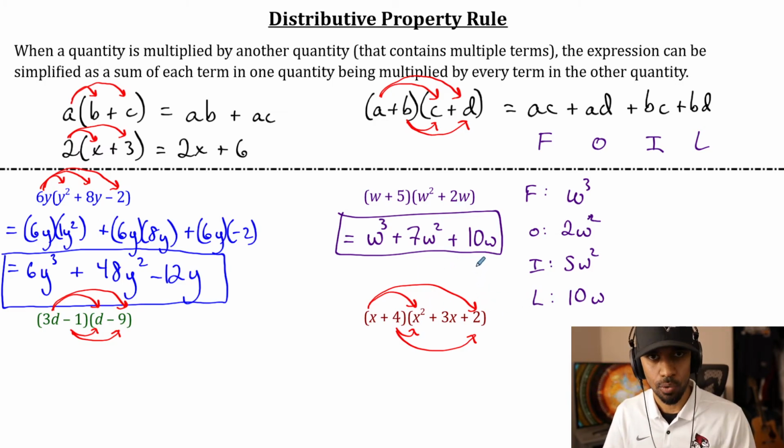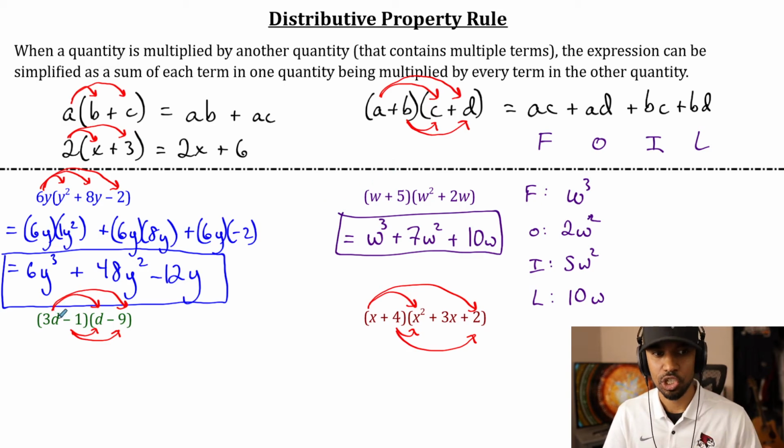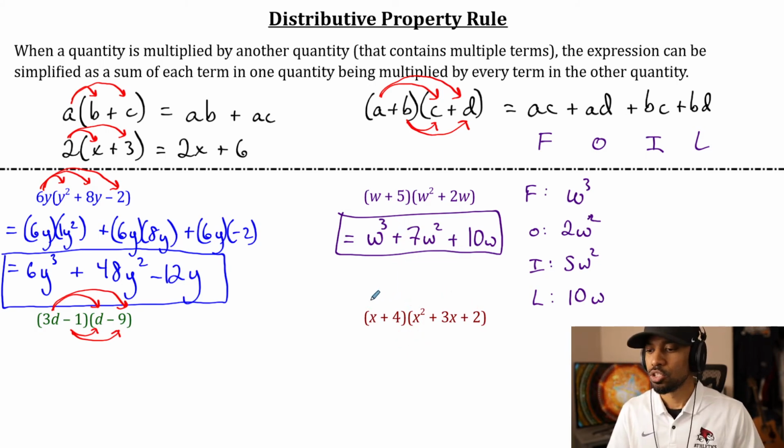So I can't FOIL. And I don't want to come up with another mnemonic device. FOIL are the training wheels to help you understand distribution. Eventually, we got to take off the training wheels. So if you learn FOIL at some point, eventually you got to tell yourself the whole multiply each term in one quantity with every term in the other quantity. And that's what we're about to do here. So x and 4 are each going to multiply with all of x squared, 3x, and 2.